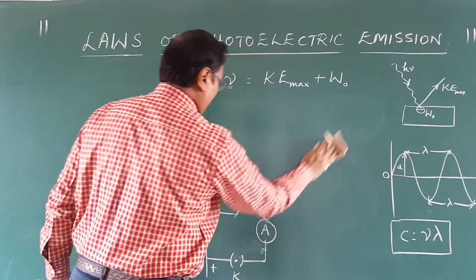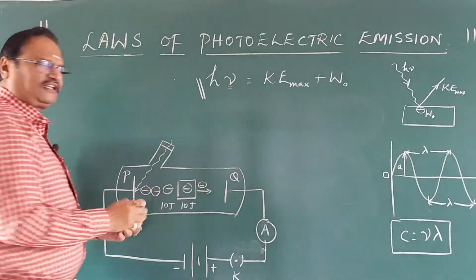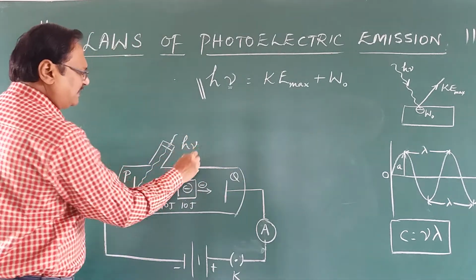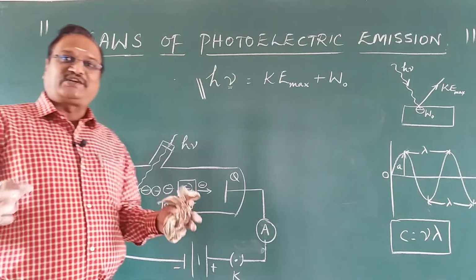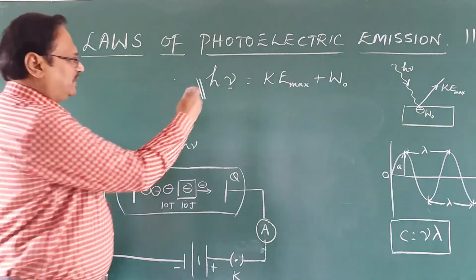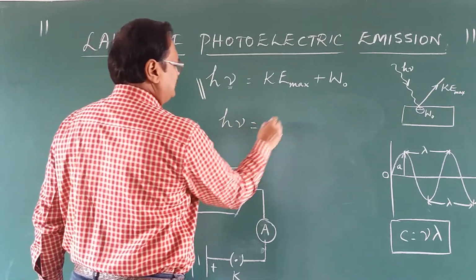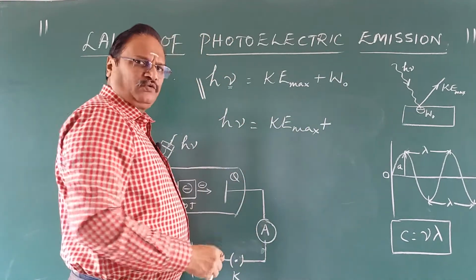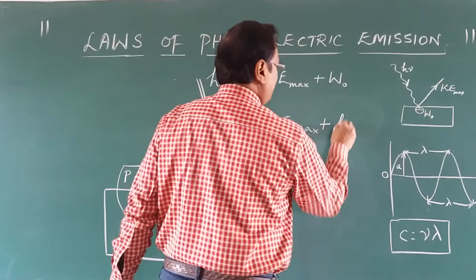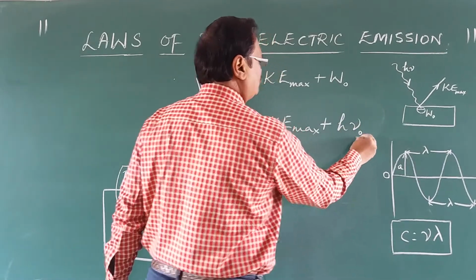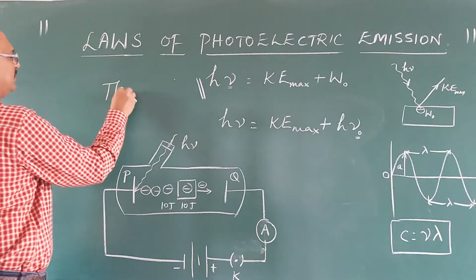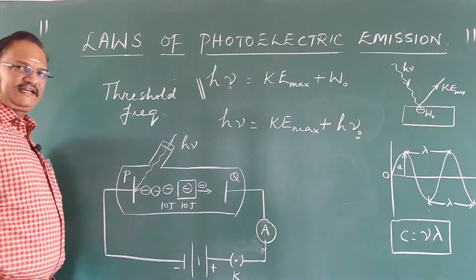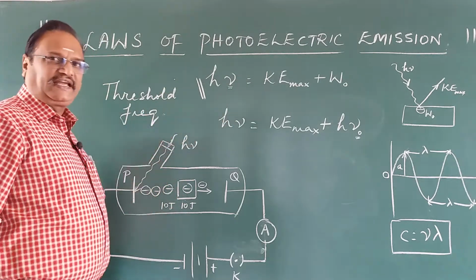Now let us come to the third point. What is the third point? The third point is very simple: for every emitter there is a minimum frequency, and that frequency is called the threshold frequency. Again come here, h nu is equal to kinetic energy maximum plus, what is the work function? Work function is the minimum energy, that is h nu naught, where nu naught is called the threshold frequency. Threshold frequency is the minimum frequency required for the emitter to give out the electron.